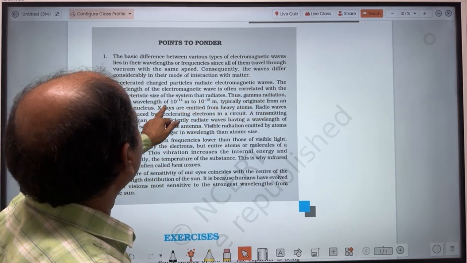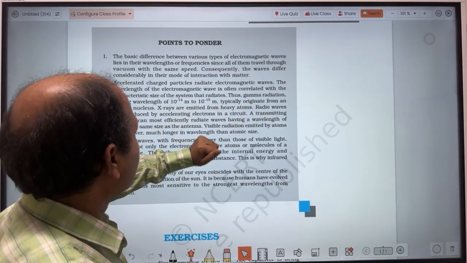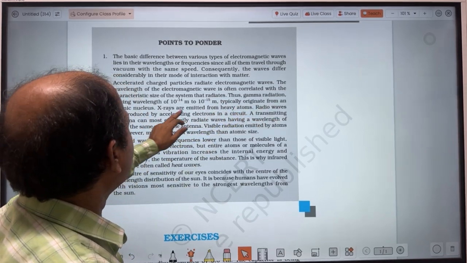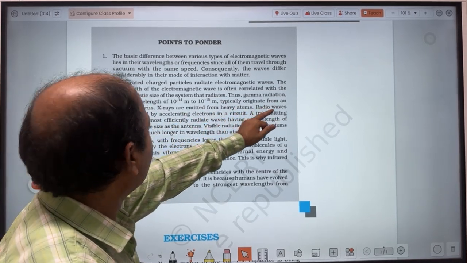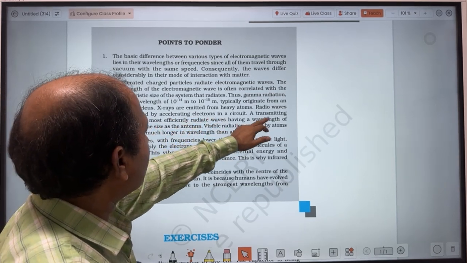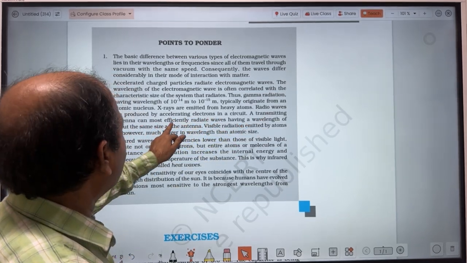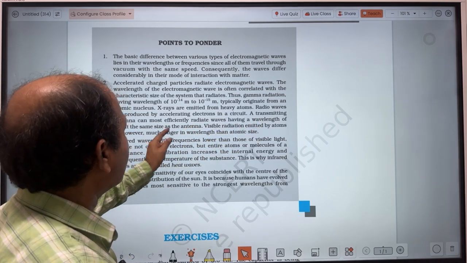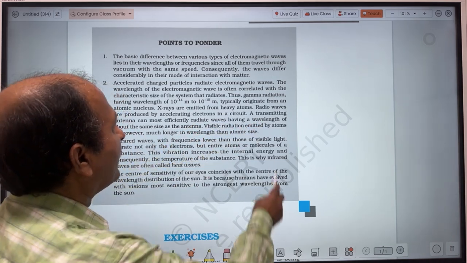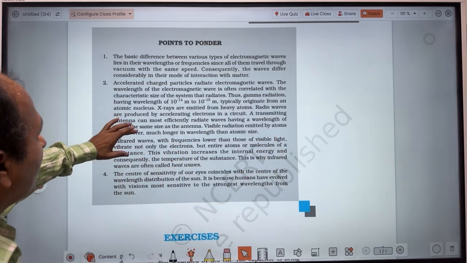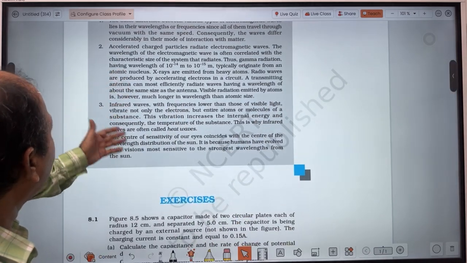Thus, gamma radiation having wavelength of 10 power minus 14 meter to 10 power minus 15 meter typically originates from an atomic nucleus. X-rays are emitted from heavy atoms. Radio waves are produced by accelerating electrons in a circuit. A transmitting antenna can most efficiently radiate waves having a wavelength of about the same size as the antenna. The wavelength of visible radiation emitted by atoms is, however, much longer than the atomic size.